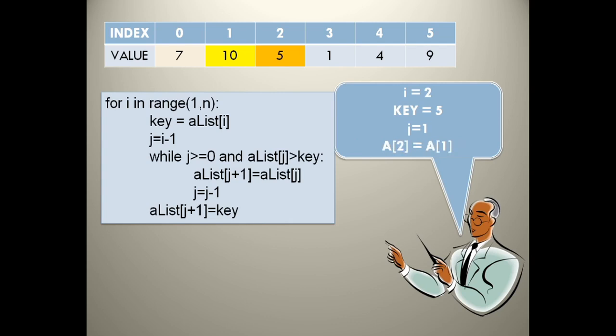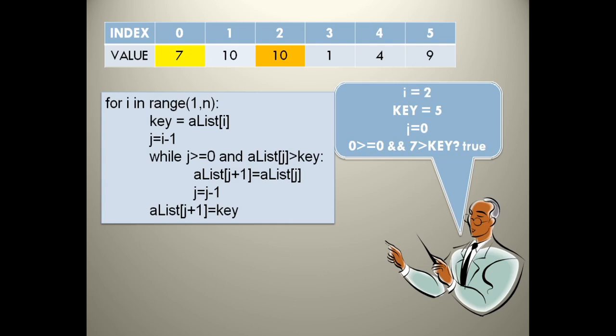Therefore what will happen now? Here j plus 1, j was 1, 1 plus 1 is 2, A of 2 will be A of 1, means your 10 will be copied into A of 2. 5 of course you have stored it, don't worry. Now what is the value of j now? j is 0. So once again it will check, 0 is greater than or equal to 0, and your 7 is greater than key is also true, because you have the value 5 in the key.